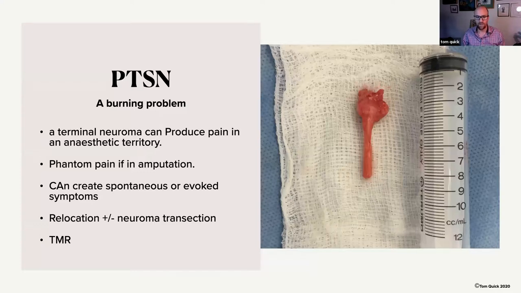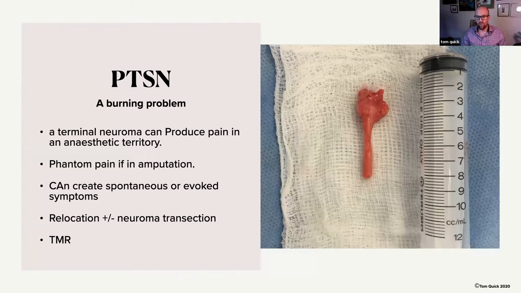Here is a neuroma that I have cut free next to a 50 mil syringe so you can get an idea of the size. These terminal neuroma cause pain either by the fact that there's scarring within that neuroma that's stimulating those nerves, which creates spontaneous pain, or evoked symptoms when it's squashed or pushed. So you can have a stump that's perfectly fine until you try and weight bear on it. That creates an evoked problem from the nerve, which creates pain.